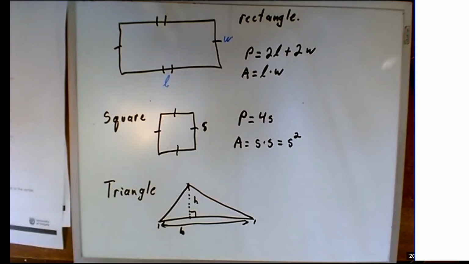To figure out the perimeter of a triangle, it's always going to be different. You literally just add up the lengths of the outside. So if this had sides A, B, and C, you would add up A, B, and C.